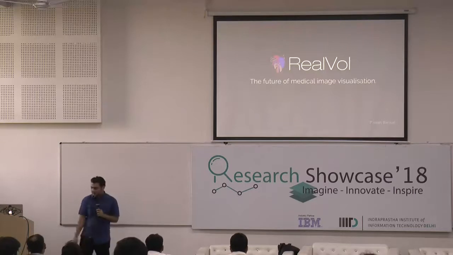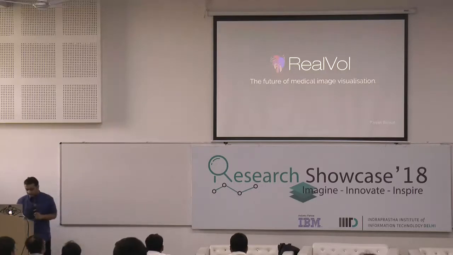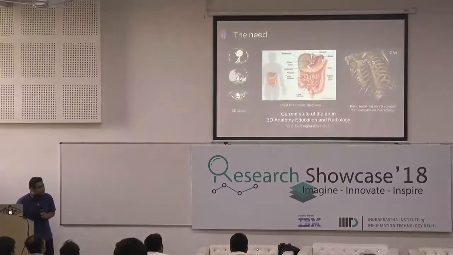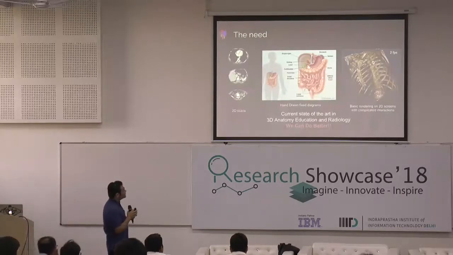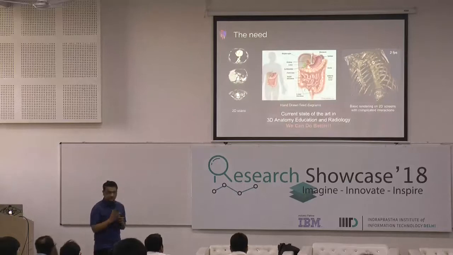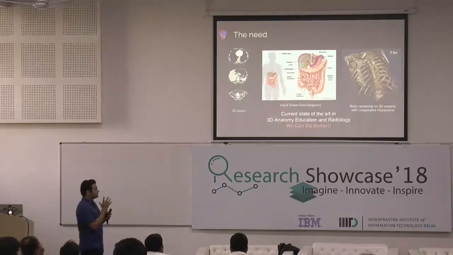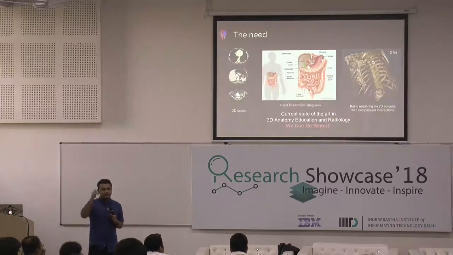So let's see what I made, what I'm working on. This is the current state of the art that people use. The left side is the 2D CT scans and MRIs. We have all seen these. People in many parts of the world still use those 2D scans on a lit screen to actually see the differences, see the contrast.